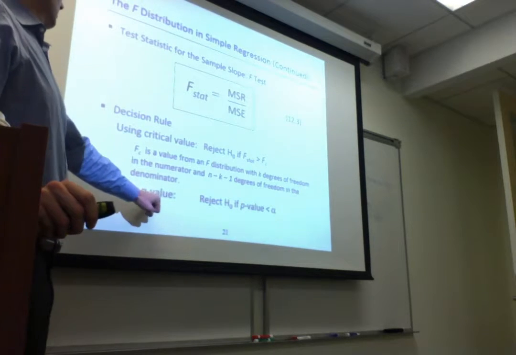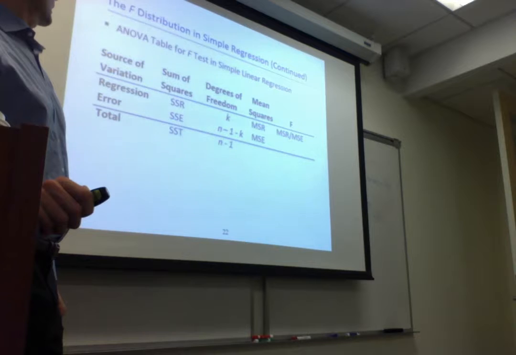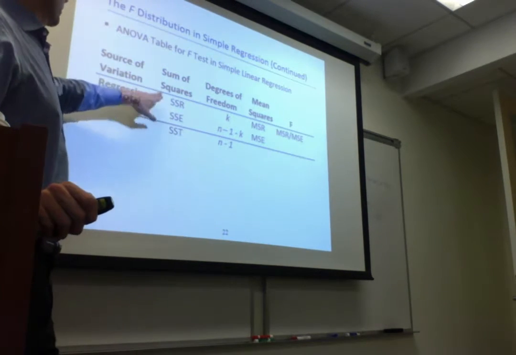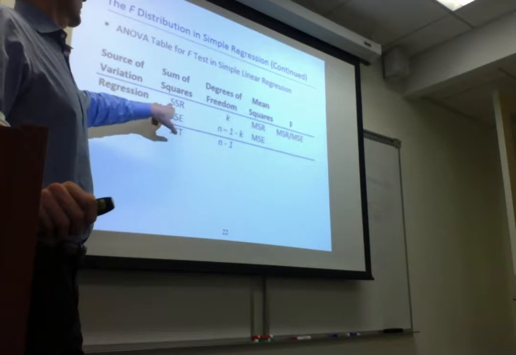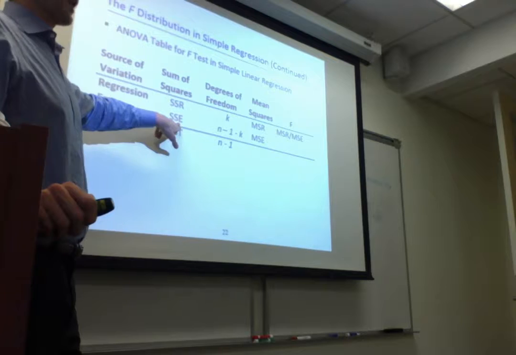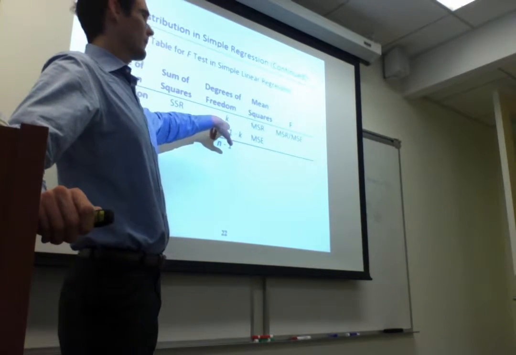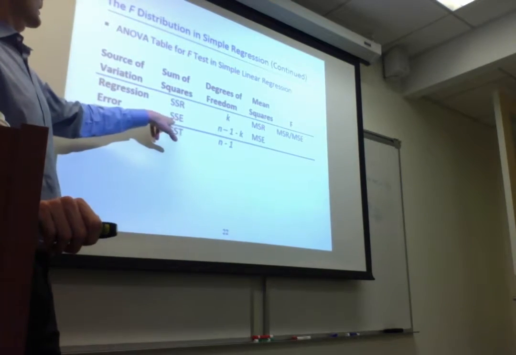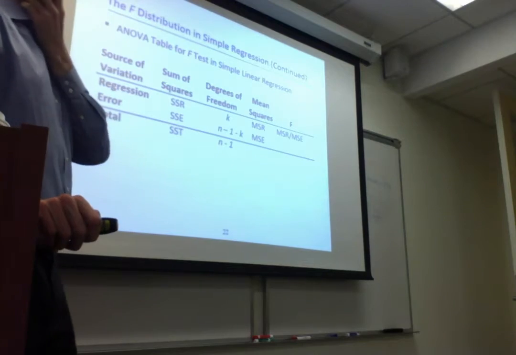Okay, rocking and rolling on the F stat. Remember degrees of freedom. We have the printout with our SSR and our SSE, sum of squares regression, sum of squares error. We divide the SSR by K, which is number of independent values. We get the mean square regression. Divide SSE by N minus 1 minus K. We get the mean square error.